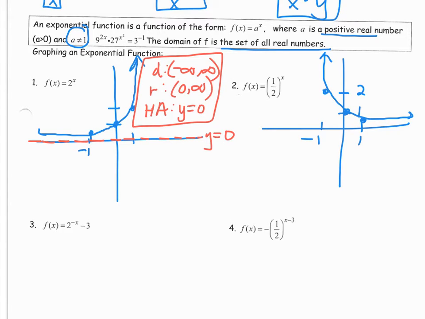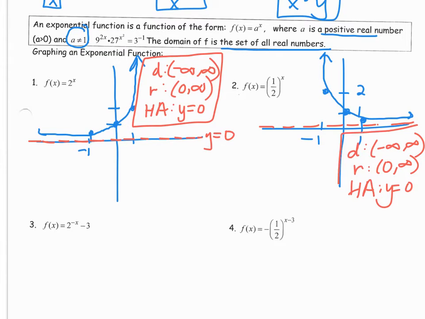All right, and then if we had to label everything again, it's going to have a horizontal asymptote at y equals 0. Domain, all real numbers, doesn't change. Range, 0 to infinity. HA at y equals 0. Now, careful with this. Make sure you say y equals 0. Don't just write 0, because sometimes in the next couple sections, we're going to have an x equals 0. Okay, so HA at y equals 0.